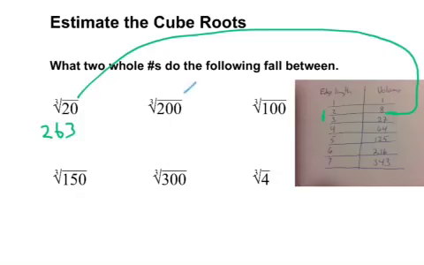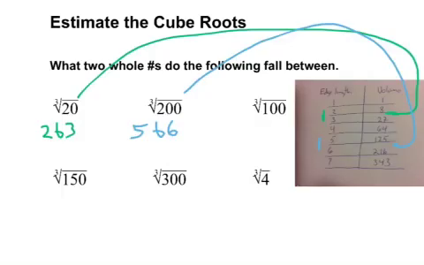Let's take a look at 200. So the cube root of 200 falls between 125 and 216. So I would say between 5 and 6. Notice I'm using my edge lengths for my answer because that's what they want to know. What is the edge length?